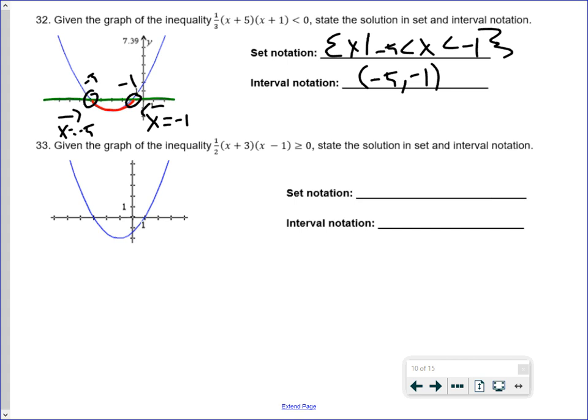Number 33 will be very, very similar. Draw your line, mark where your solution is going to be, and put it in set and interval notation. The more you mark your graph, the better chance you'll have of getting it correct. So please do so if you can.